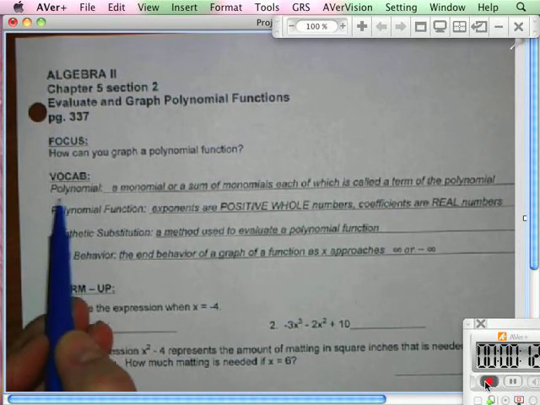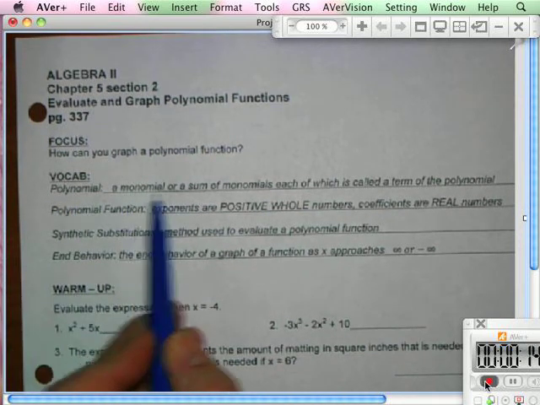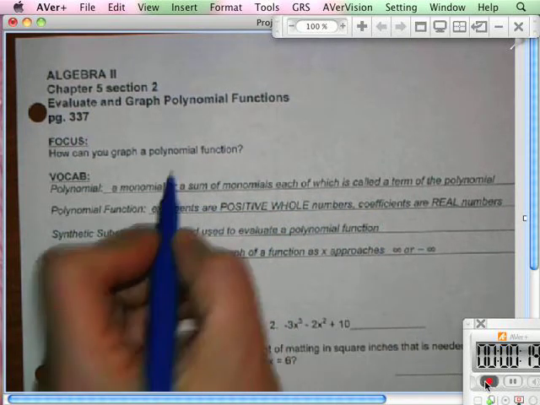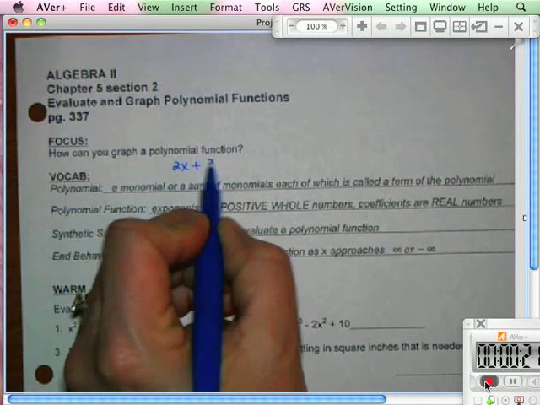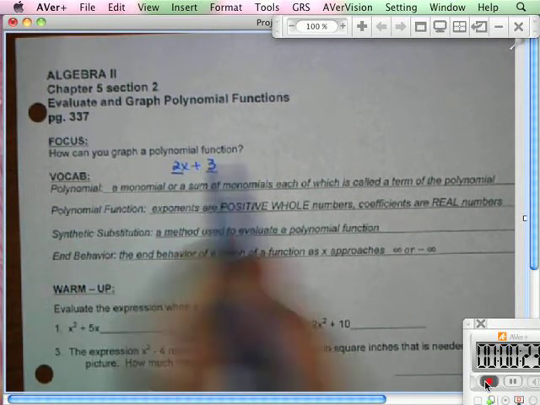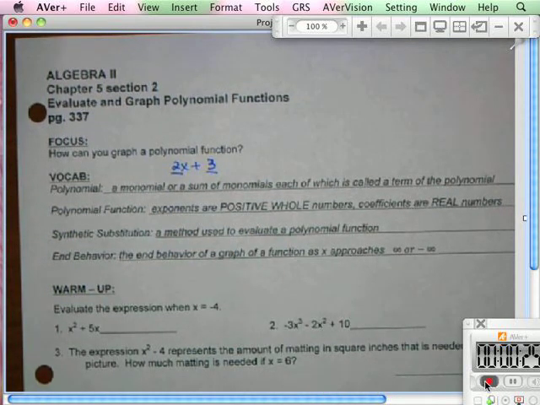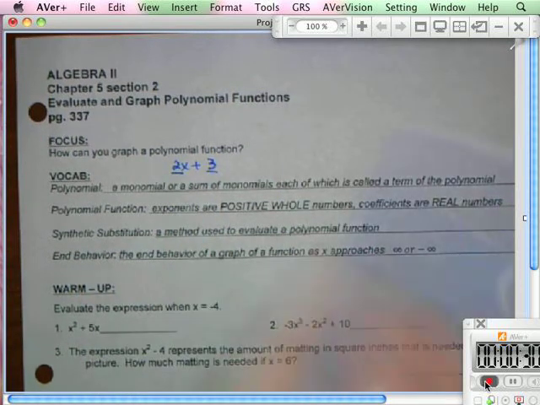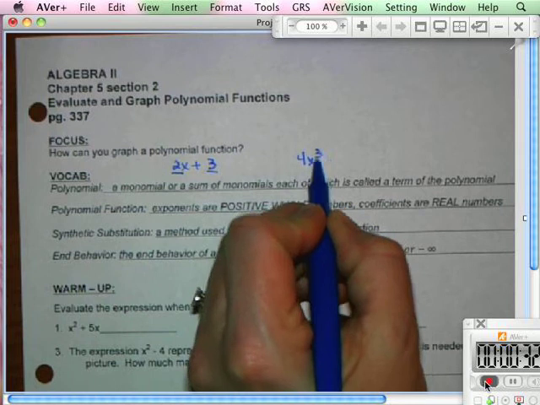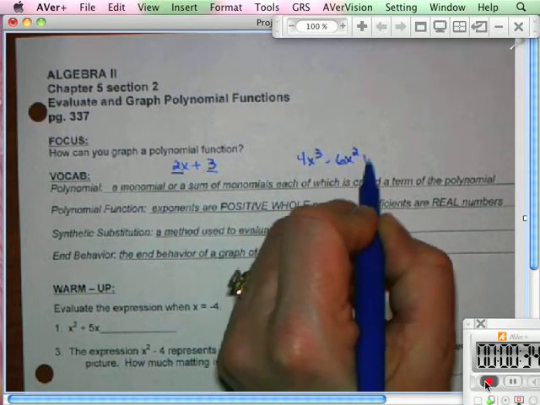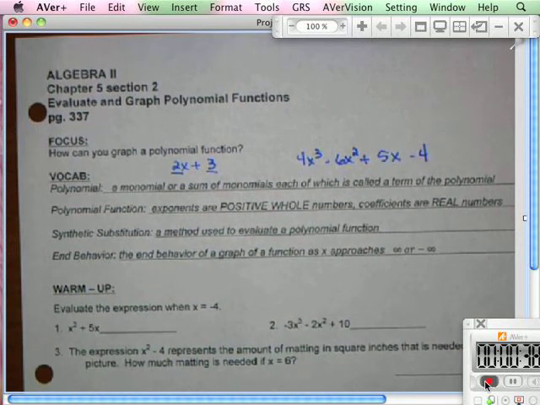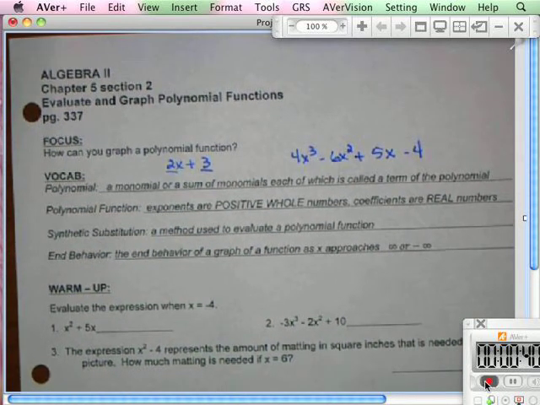What makes up a polynomial is a monomial or a sum of monomials, each of which is called a term of the polynomial. So for example, 2x plus 3, this is a monomial, and it's a sum. So this could be called a binomial or a polynomial. Or if you have something like this, that is a polynomial. It's made up of a sum of monomials. So that's just a review.